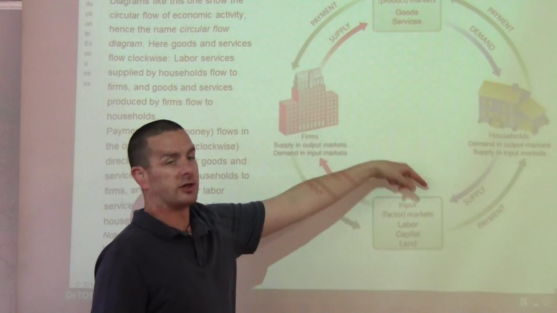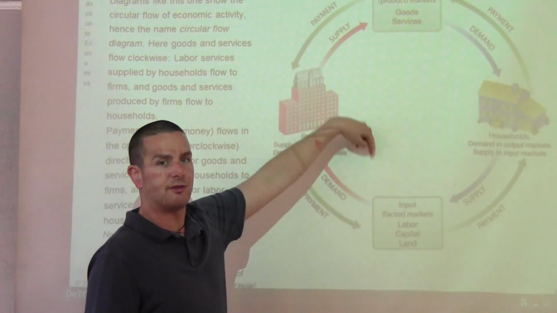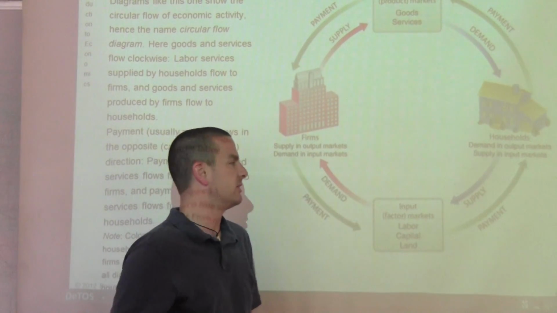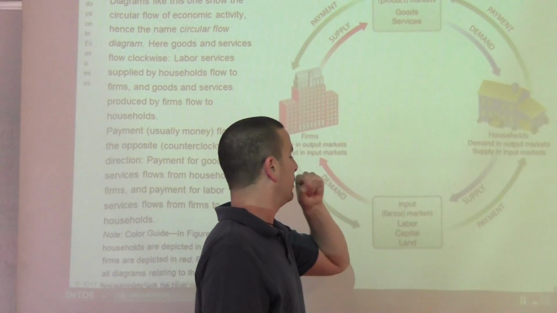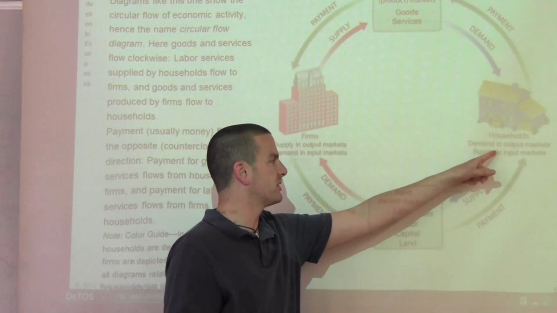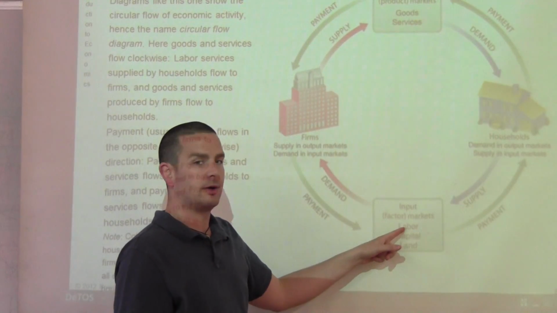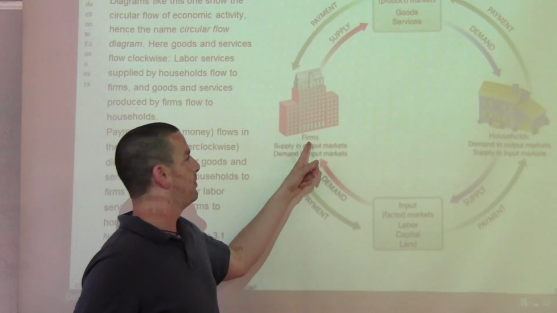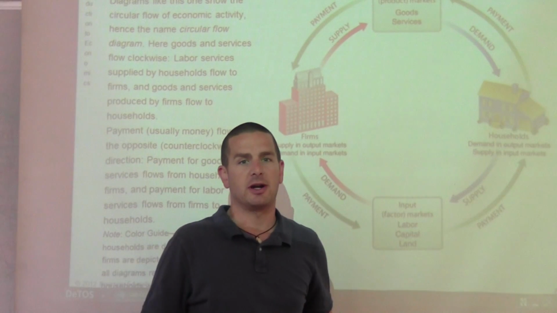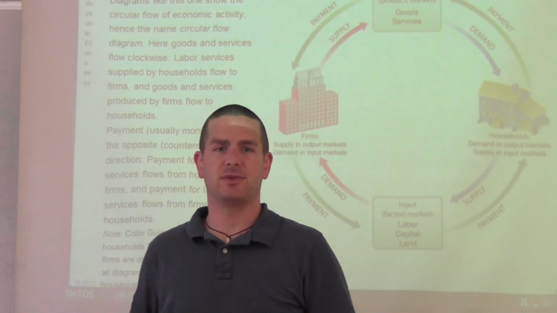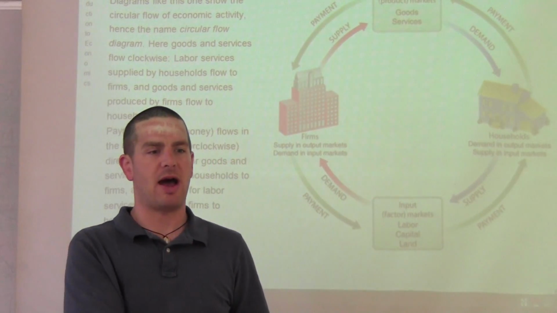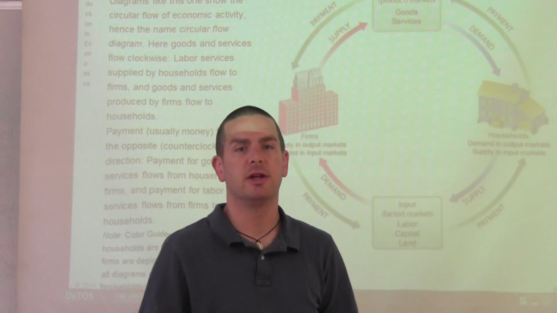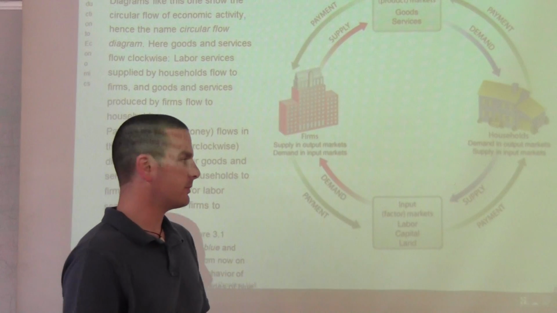Since it's a circular flow, this is called the circular flow diagram. Since it's the circular flow, we can just jump in wherever we want. So let's start with households. Households supply their labor, their capital, or their land to firms. For the most part, households supply their labor to firms, right? You go out, you're an adult, you find a job, okay? You're supplying your labor to that business.